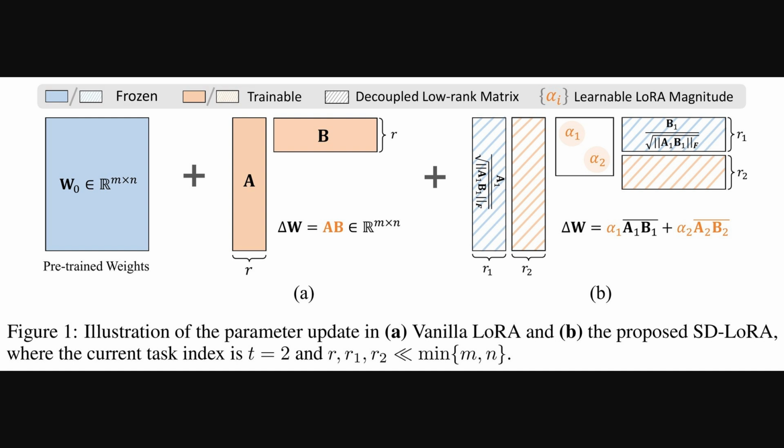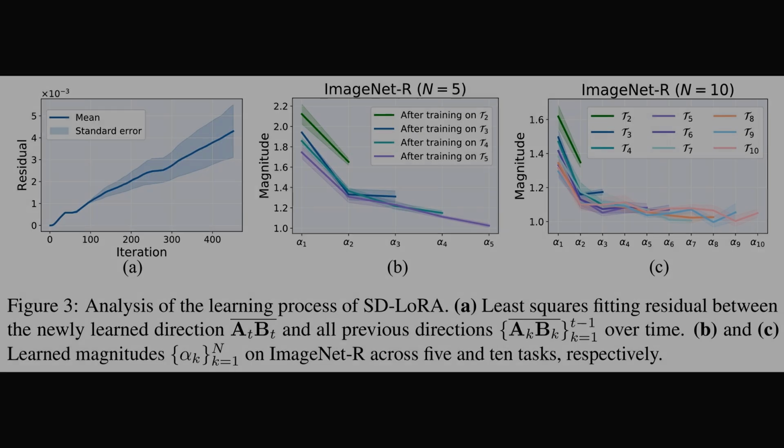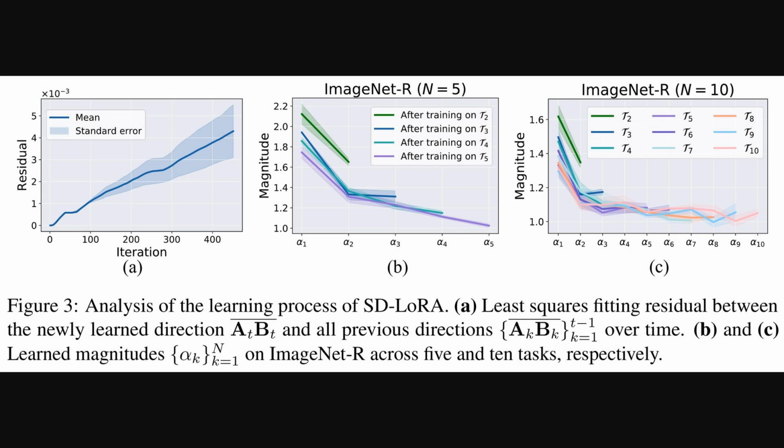Now, Part B illustrates the Scalable Decoupled Low-Rank Adaptation. For each task, it uses decoupled low-rank matrices for direction, frozen for old tasks, and a learnable low-rank adaptation magnitude, this alpha value, to scale their impact. New tasks get new directions and magnitudes. This decoupling is key.